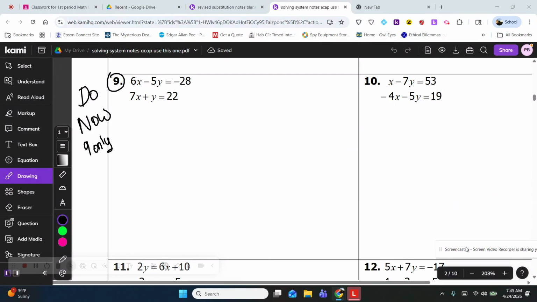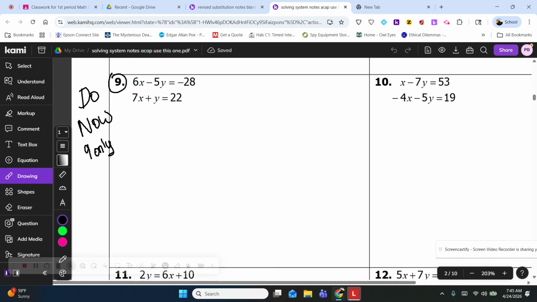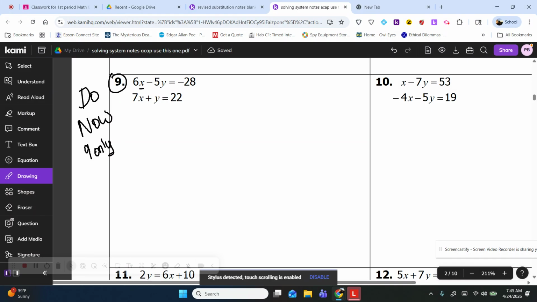All right, hope this works. We're going to start off on number 9. What you want to do is solve for an x or a y in either the first equation or the second. Look for an x or a y that has nothing in front of it, or an imaginary one, what we call an understood one. In front of this x is a 6, in front of that y is a -5, don't choose that. In front of this x is a 7, in front of this y is nothing. That's your imaginary one. So this is the equation you want to start with.